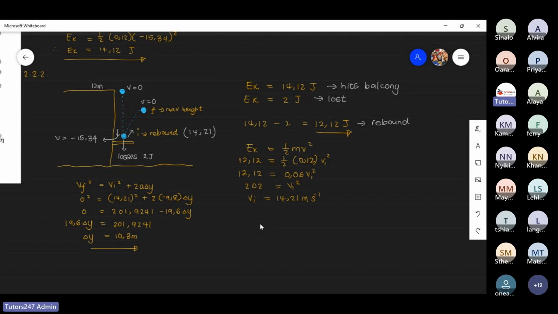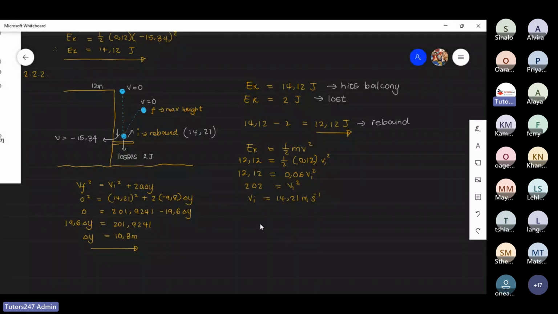What does that mean in terms of velocity? Keep in mind that velocity and energy are linked. They are directly proportional to one another. So energy and velocity are directly proportional to one another. So if our energy decreased, it means that our velocity would have also changed or decreased.